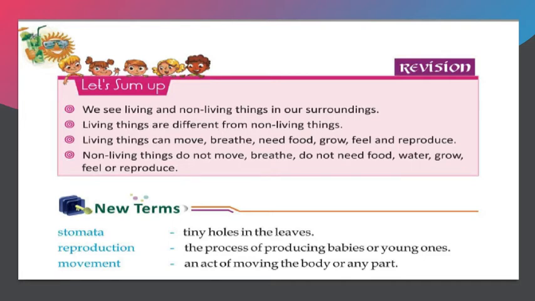Let me introduce the new terms in this chapter. Stomata. What are stomata? Stomata are tiny holes in the leaves. Reproduction. The process of producing babies or young ones is called reproduction. Movement. Any act of moving the body or any part is called movement.